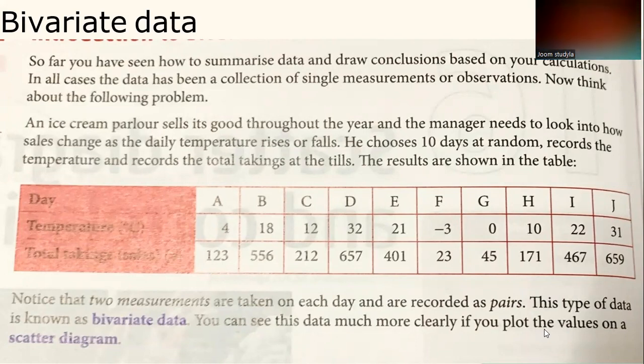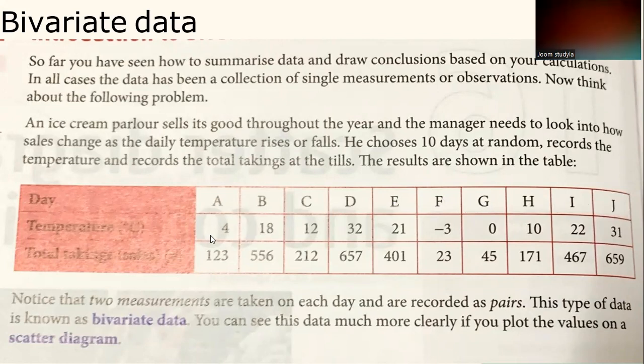An ice cream parlor sells its goods throughout the year, and the manager needs to look into how sales change as the daily temperature rises or falls. He chooses 10 days at random, records the temperature, and records the total takings at the tills. The results are shown in the table below, for days A, B, C, D, E, F, G, H, I, J, with the temperature.